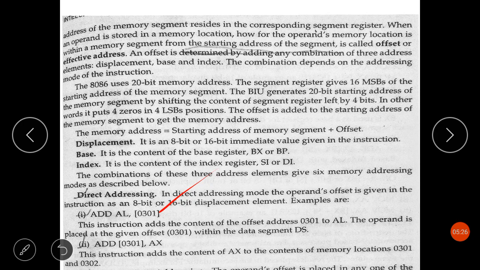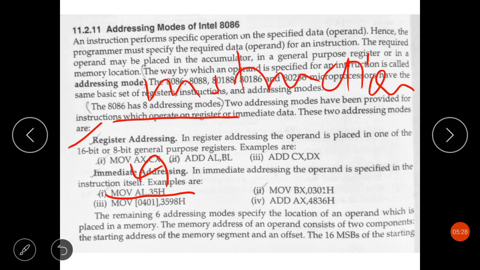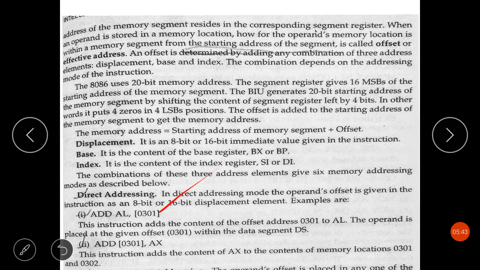As we know, the memory address of an operand consists of two components: the starting address of the memory segment and the offset. The 16 MSBs of the starting address of the memory segment reside in the segment register. As I've already told you, the memory associated with the 8086 microprocessor is segmented memory. In segmented memory we have different segments like data segment, stack segment, extra segment, and code segment. The data segment will generally store the operands.